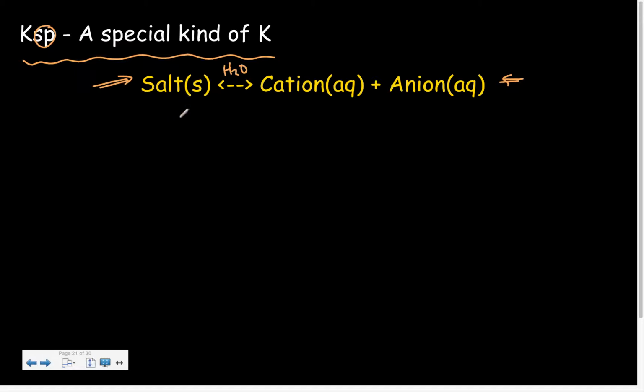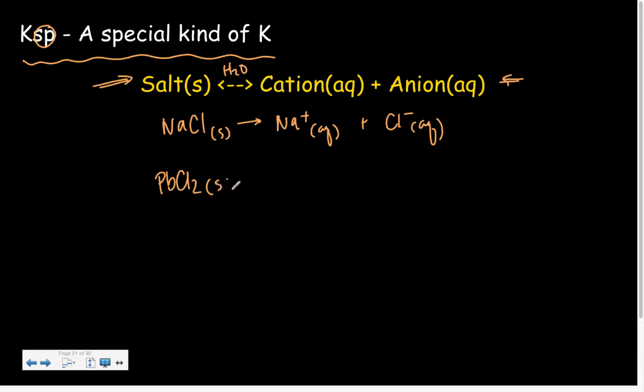Now, let's talk about some of the salts that we know. So for example, if we have NaCl solid, that's going to form sodium ions, and it's also going to form chloride ions. Now, let's take another salt, for example. Let's say we have this. All right. What do you notice about these two dissolving equations?